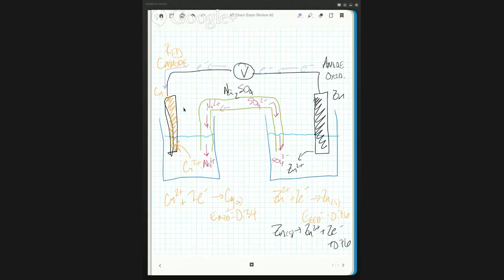And then of course you would know that if you did all these calculations, and we'll make it blue like this, the E total would be adding these two together. That's going to be positive 0.34 plus 0.76, because you could say it's the E of reduction plus the E of oxidation. And that means it's going to be 1.10 volts.